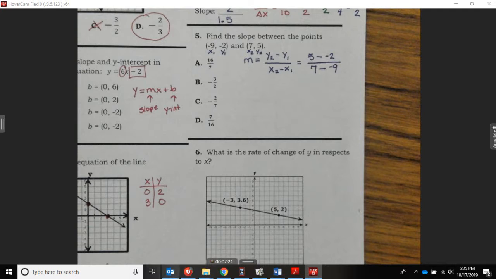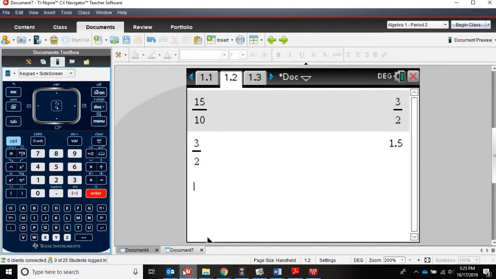And I would at this point use my calculator. On a calculator page, get a fraction, and we're just going to type it in. 5 minus negative 2. On the bottom, I have 7 minus negative 9. And that gives me 7 over 16.